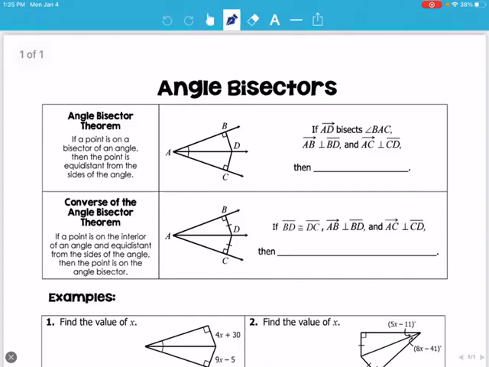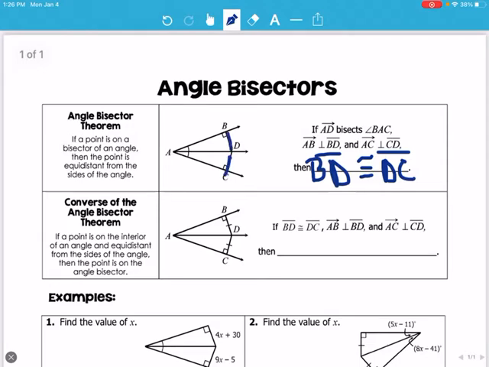Welcome back, guys. So this time we're going to do angle bisectors, which are really similar to what you've just been doing with segment bisectors. Only now we're just dealing with angles. If a point is on a bisector of an angle, then the point is equidistant from both sides of the angle. So pretty much it's saying if I have an angle bisector, I could say in this case that BD, that little line, is the same measurement as DC.